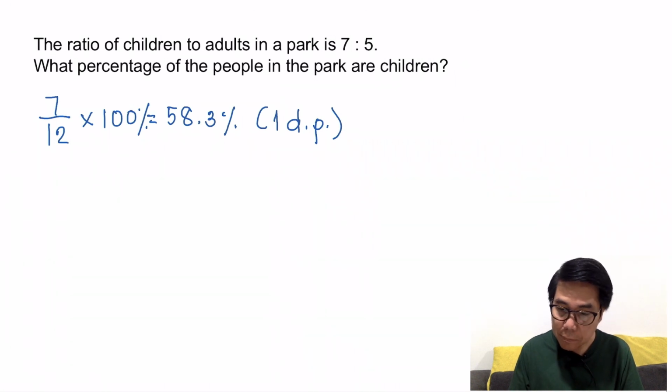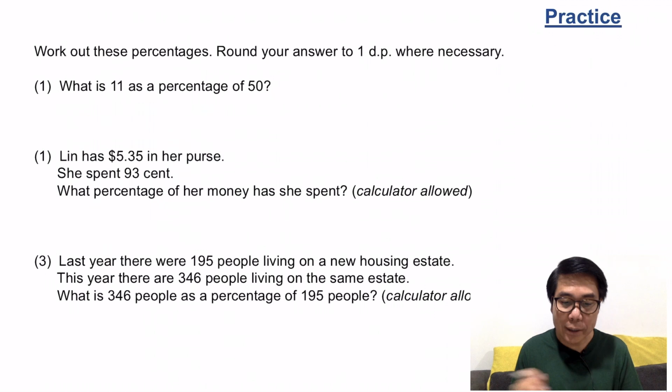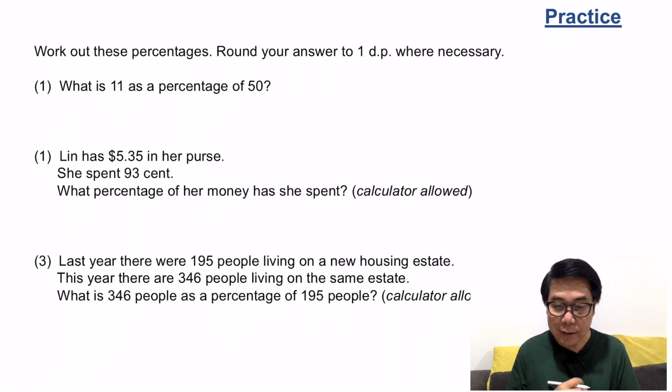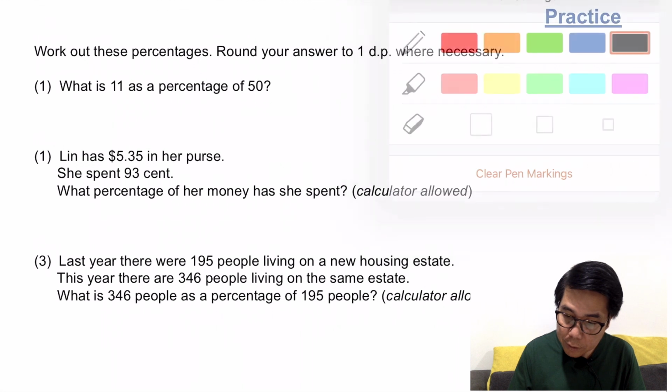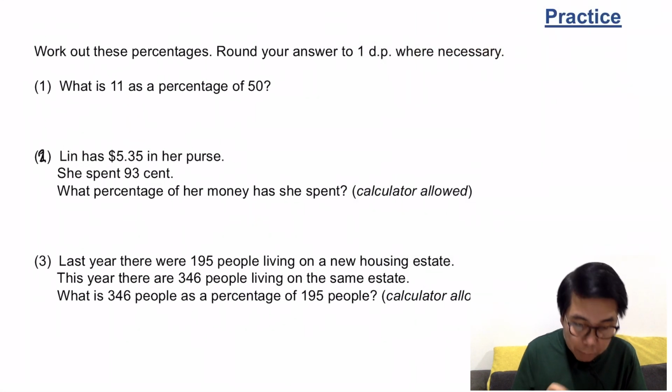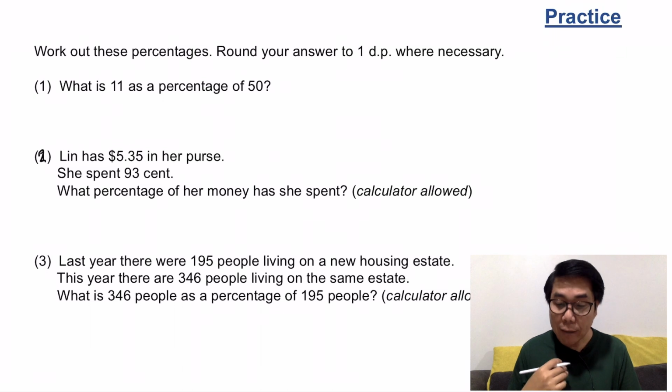Oh, it's a practice. It says work out these percentages. Round your answer to 1 decimal place where necessary. We have number 1, number 2 and number 3, and you are allowed to use a calculator. So you may pause this video and start answering now. Now, let's find out the answer. Check your work.